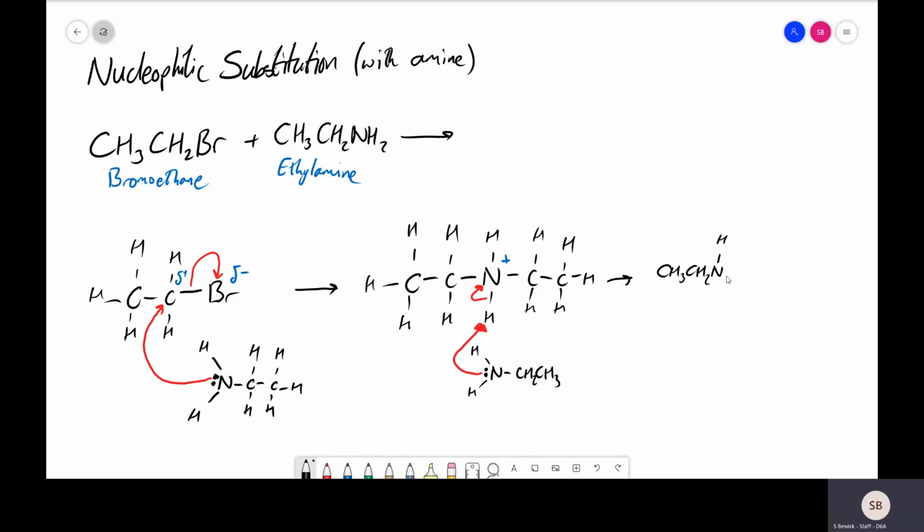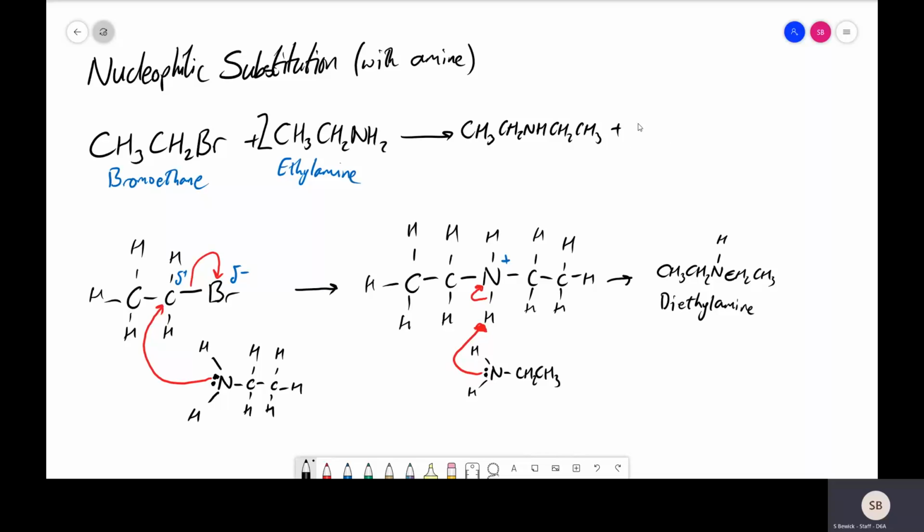And let's actually draw that hydrogen on there. CH2, CH3. So now we have diethylamine. So the amine is just a more complicated looking version of ammonia, really. But it reacts in exactly the same way. So in this equation, we should actually have two of them. And we've formed CH3CH2NHCH2CH3.